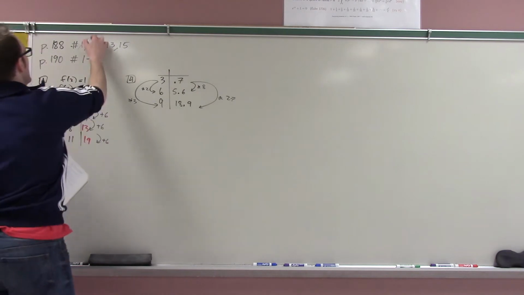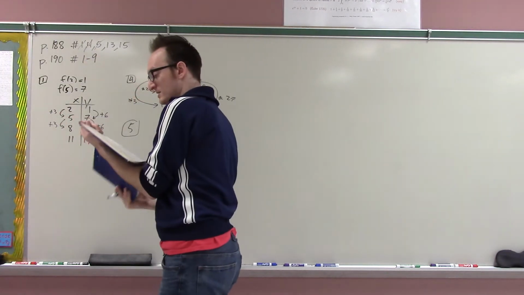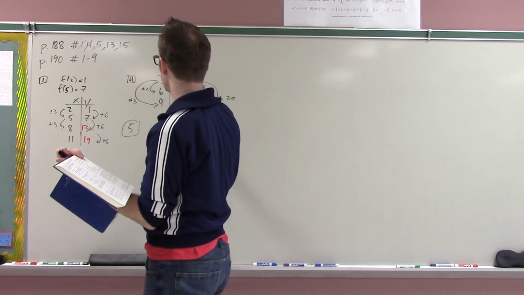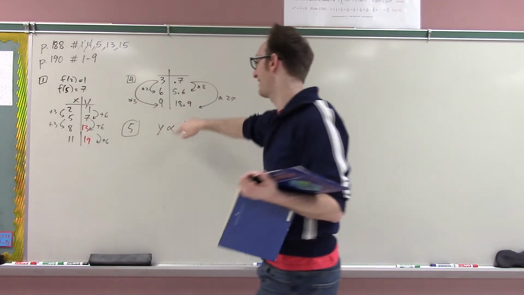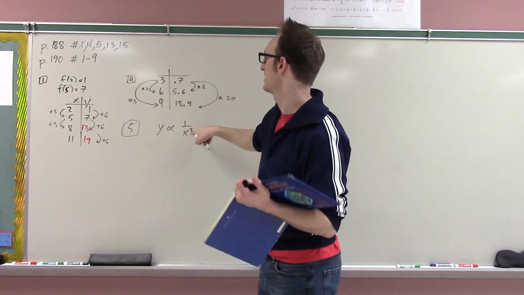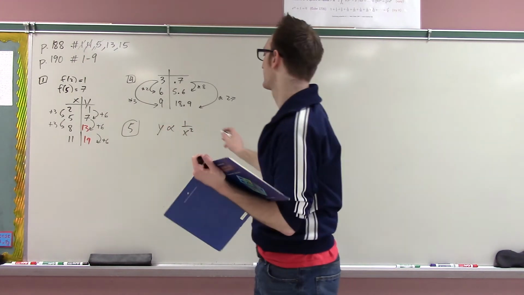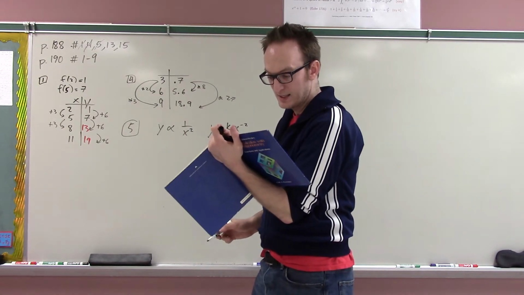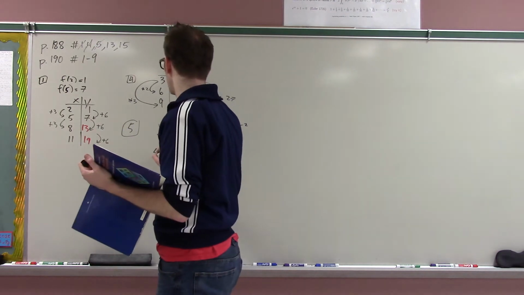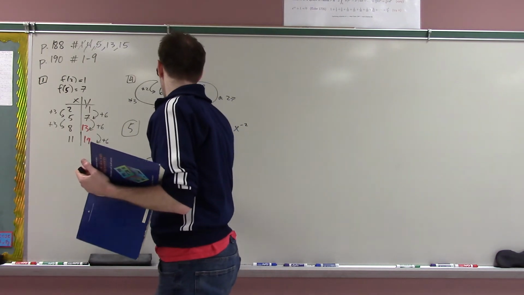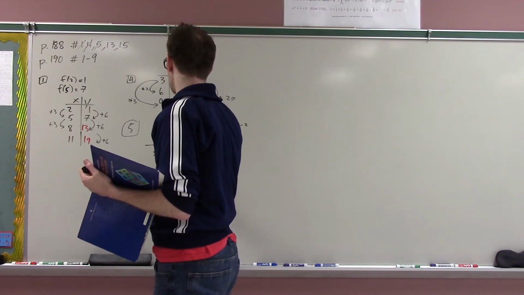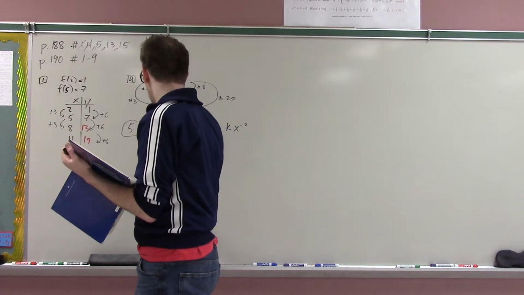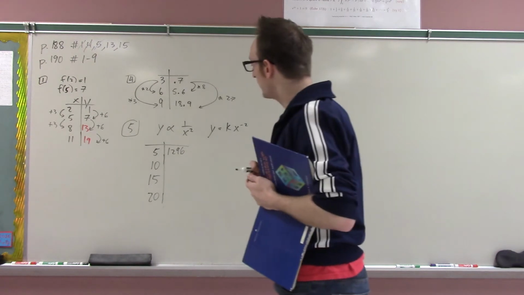Cool. More. Number 5 says this is an inverse square variation function. An inverse square variation function means that y varies inversely with x squared. Or you could write it as y equals k x to the negative 2. All right. So f of 5 is 1296. And the question is, figure out what f of 10, 15, and 20, what those y values are.